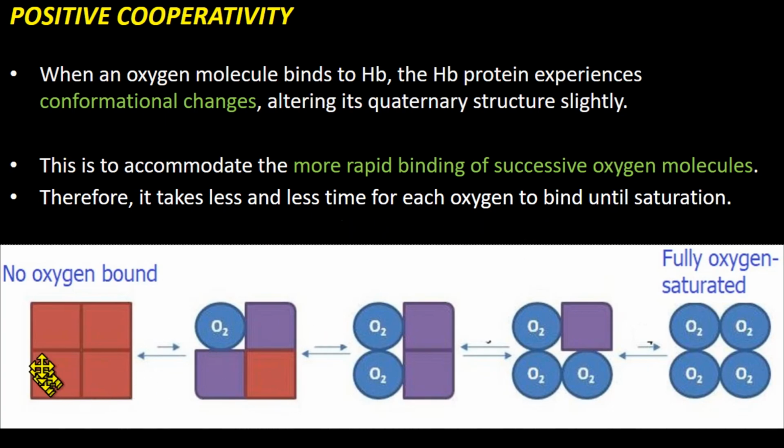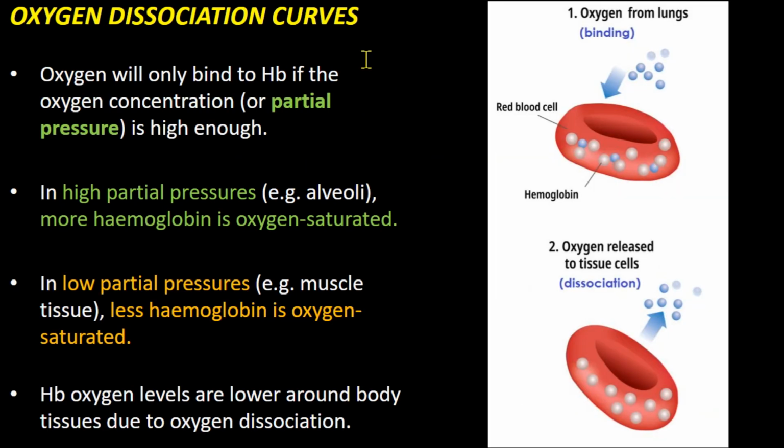So for example, here we have a hemoglobin molecule with no oxygen bound. But as soon as one oxygen molecule binds, remember there's 4 subunits, it takes even less time for the second one to bind, and even less time for the third one, and even less time for the fourth, where it is fully saturated. So remember what the term dissociation means. That means that when the gas is released from the hemoglobin.